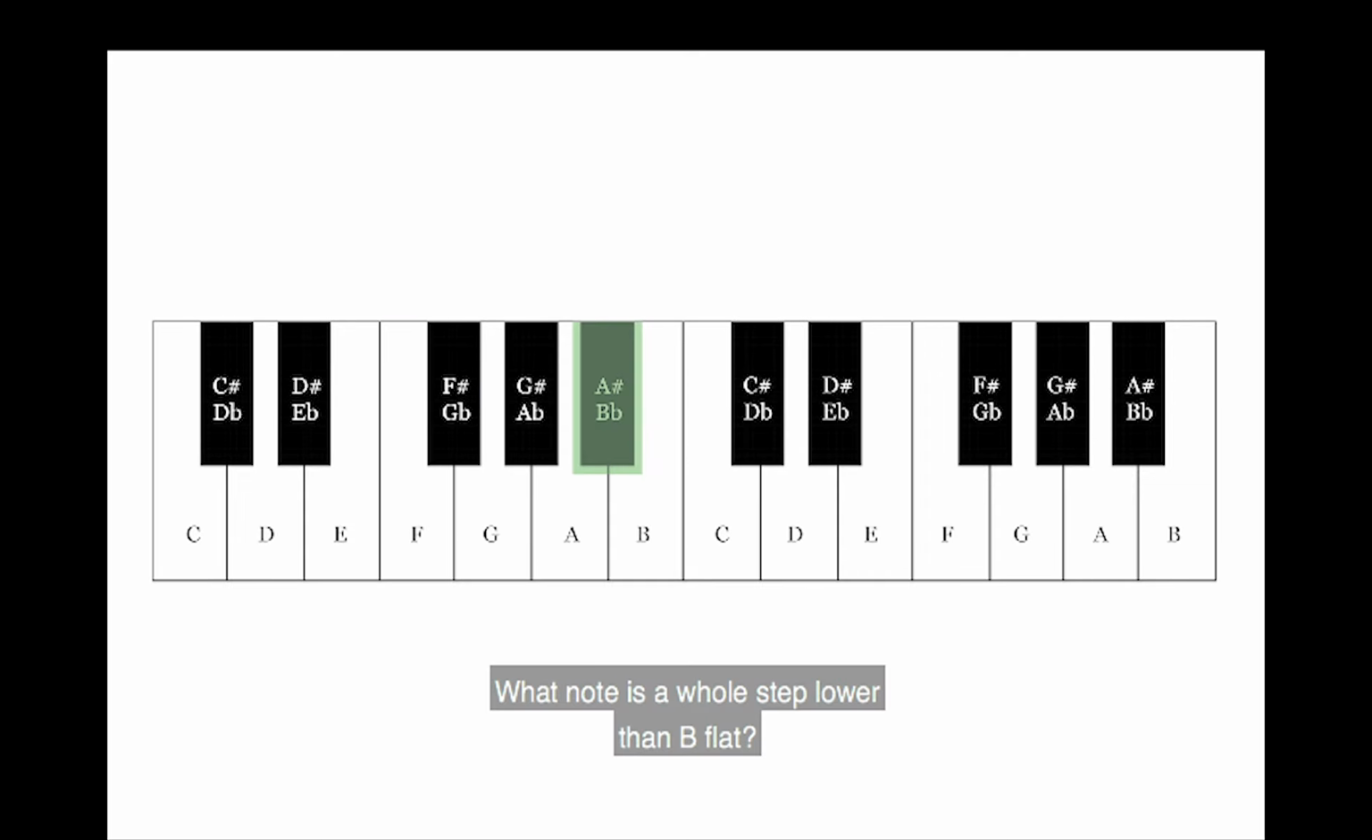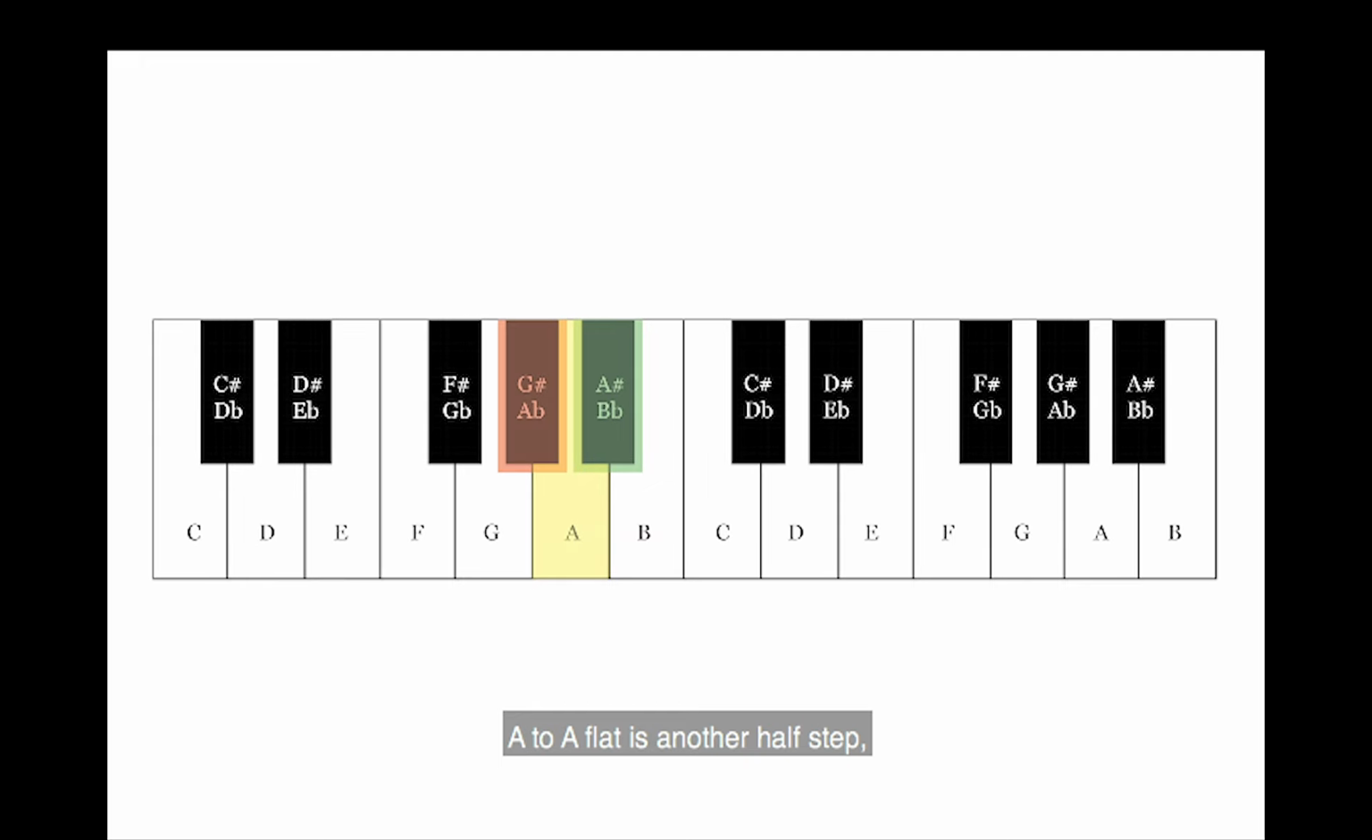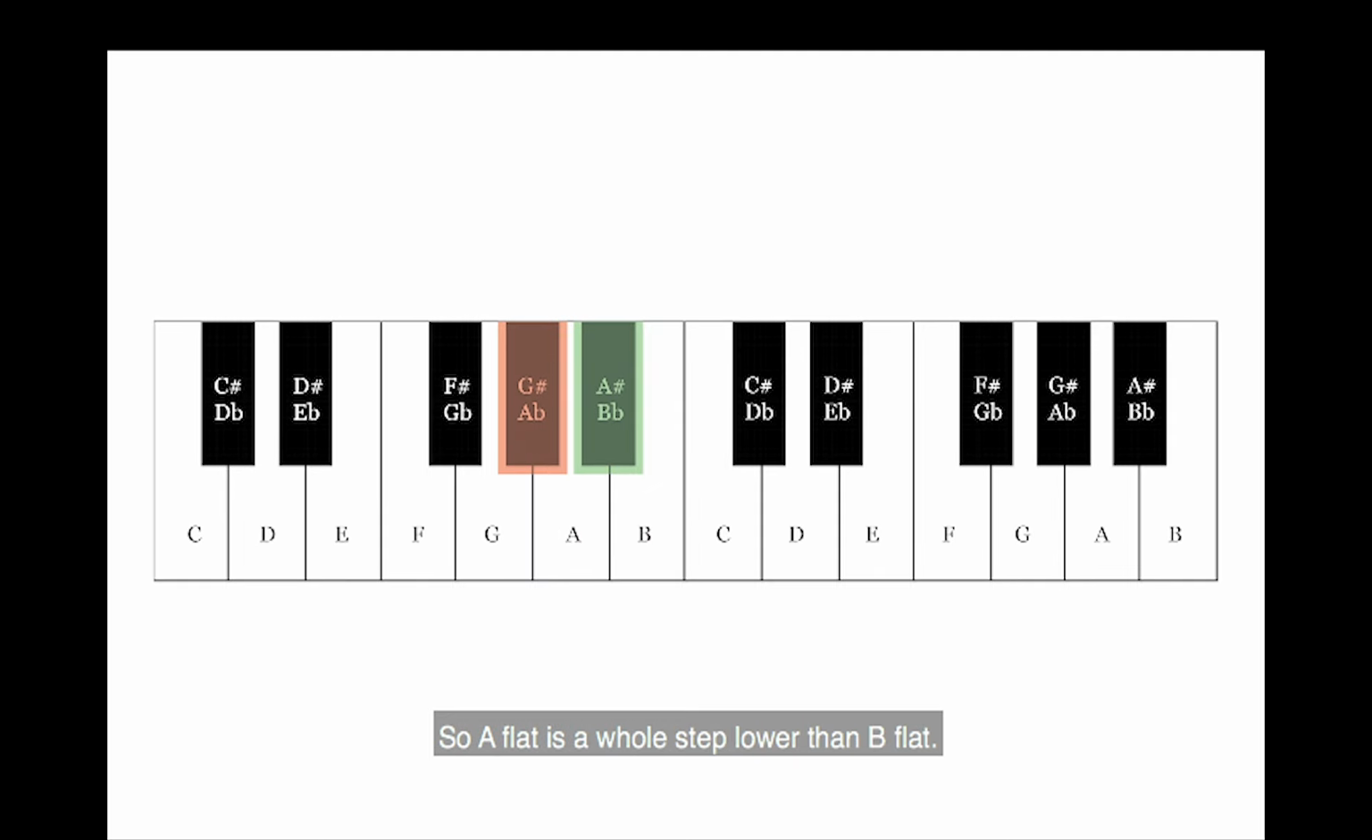What note is a whole step lower than B flat? Find B flat. B flat to A is a half step. A to A flat is another half step. So A flat is a whole step lower than B flat.